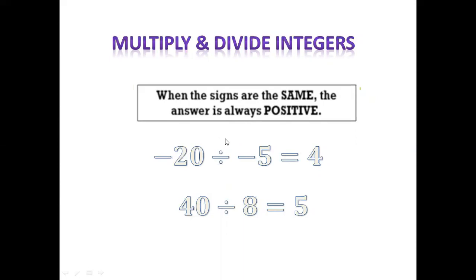Whether you are dividing or multiplying two negative numbers, or you are multiplying or dividing two positive numbers, your answer will always be in positive form. Okay, so the first rule, if any of the numbers is negative, the answer will be negative. If both the numbers are negative or positive, the answer will be positive always.